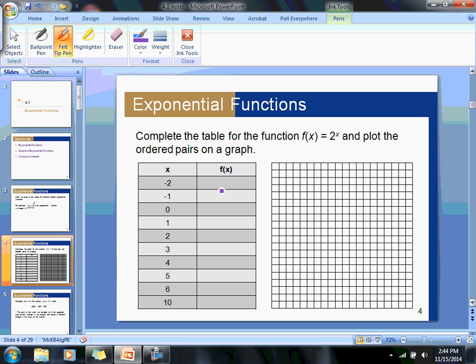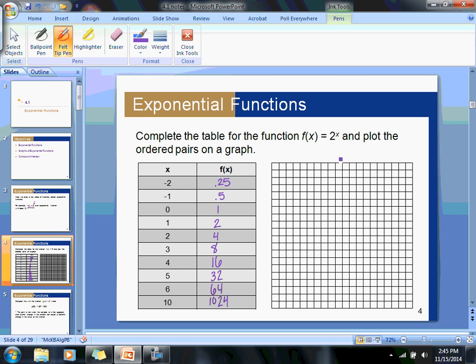Okay, so if we start plugging some values into this function, we'll have 2 to some power here. So if we have 2 to the negative 2, that's going to be 0.25. 2 to the negative 1 is going to be 0.5 or 1/2. Anything to a power of 0 is 1. And then we have 2 to the first is 2. 2 to the second is 4. 2 to the third is 8. We got 16. And then 32. 64. Then we're going to skip all the way to 2 to the 10th, and that's going to be 1024.